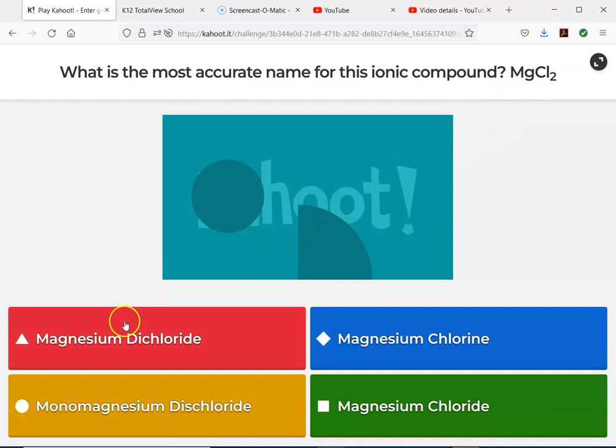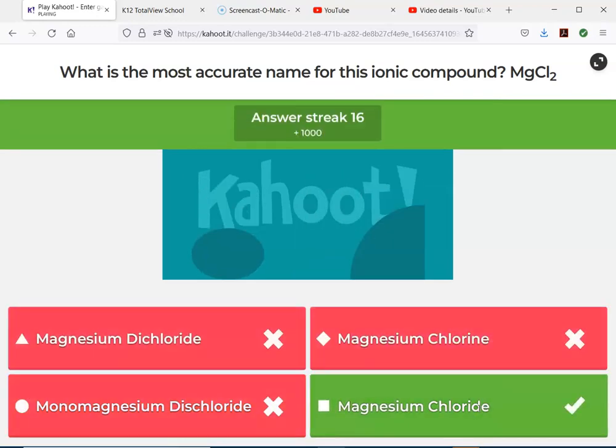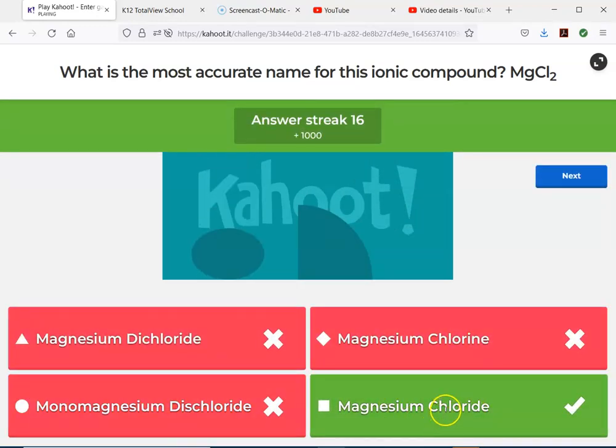The Mg is magnesium, the Cl is chlorine, but in ionic compounds, we don't use those prefixes, right? So while it is magnesium and chlorine, this didn't change the ending to IDE. This one uses prefixes. All three of these are wrong, but magnesium chloride is the right one. It named the metal, it named the nonmetal, it changed the ending to IDE.